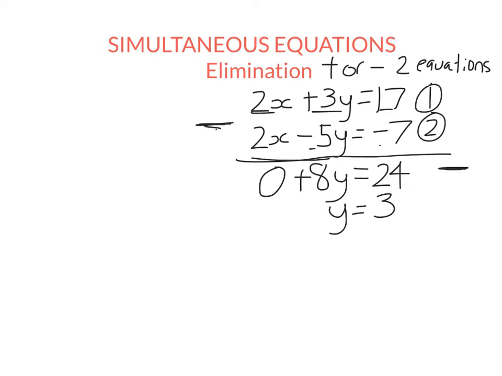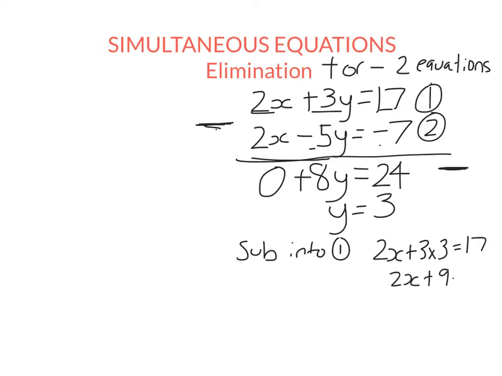If y equals 3, I substitute that into either equation. It doesn't matter. I'm going to choose equation 1. So I've got 2x plus 3 times y equals 17. 3 times 3 is, of course, 9. You know how to solve these. We've done a million of them. Subtract 9 and divide by 2. Of course, that will leave me with x equals 4, and my solution is x equals 4, y equals 3, and I'm done.